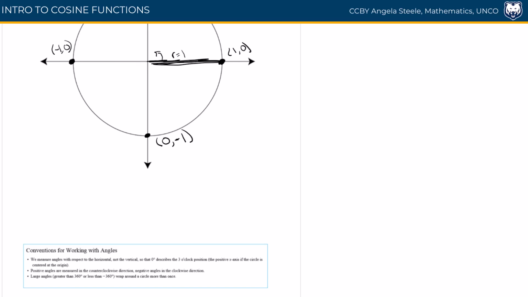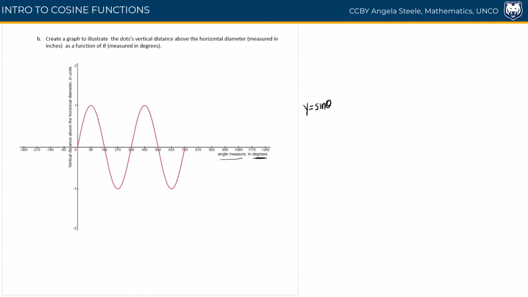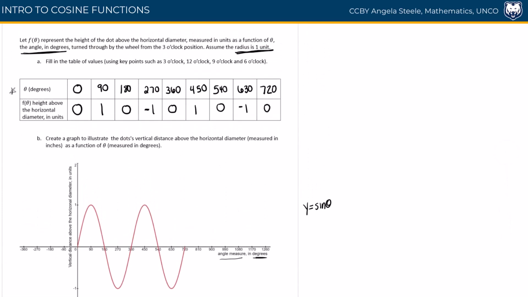Okay, and then the last part is large angles, meaning that they're greater than 360 or less than 360, is just meaning that we are going around and around in the circle. So just like on the previous problem up here, notice we got to 720 degrees, and that's because we made 2 full revolutions with that wheel.